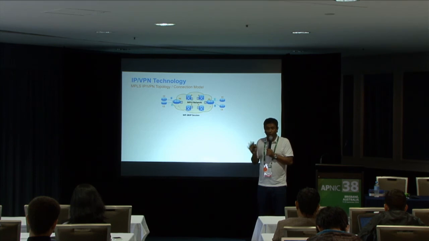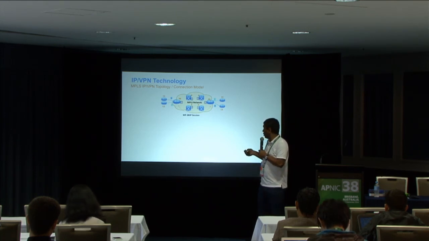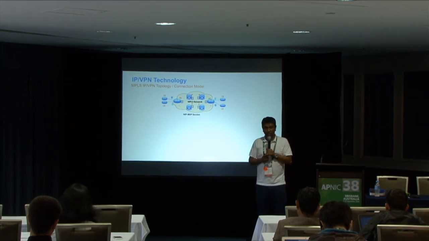For L3 VPN, no change is required. The only thing you need to do is make sure on all the P routers you have activated the corresponding VPN v4 address family.